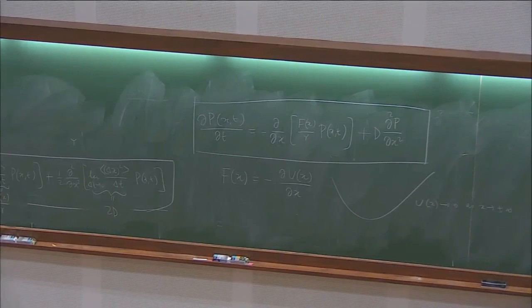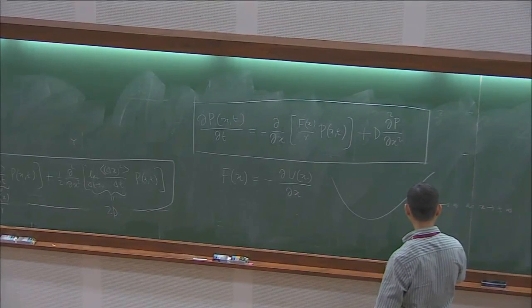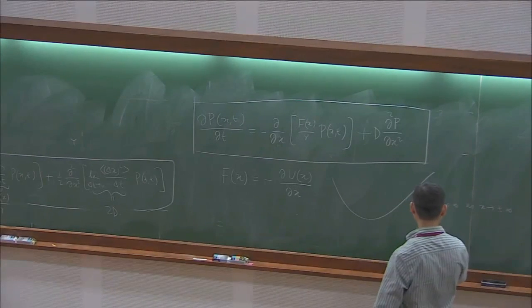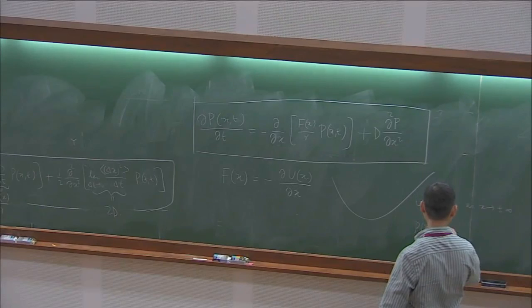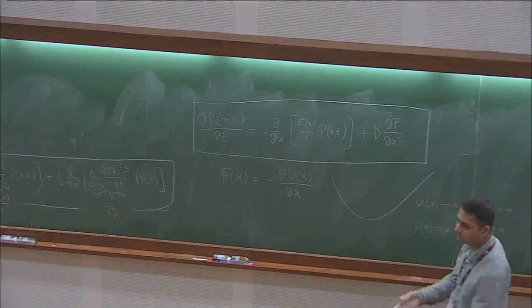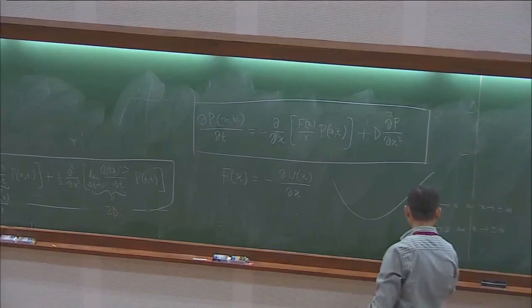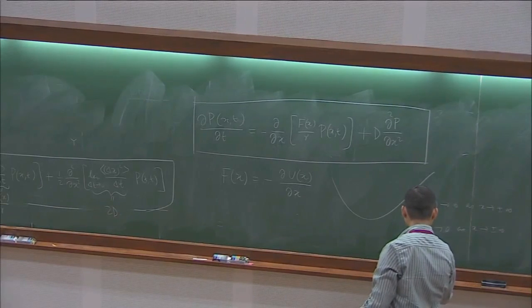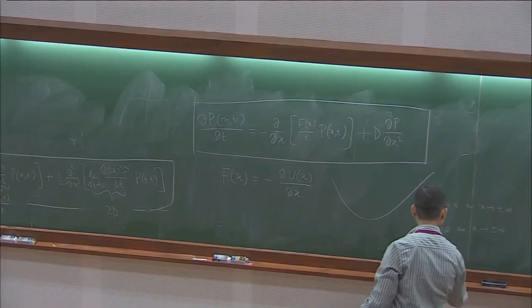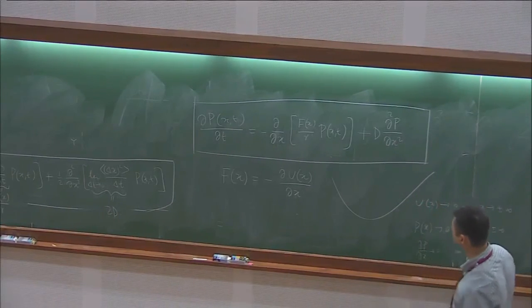Suppose this force, imagine that you have some potential and you can write down this force as a derivative of that potential, right? And imagine that your potential is such that u of x goes to infinity as x goes to plus or minus infinity. If that is the case, what you expect is that p of x should vanish as x goes to plus or minus infinity, because you have some potential and it becomes more and more difficult for the particle to go. Also the derivative should go to 0 as x goes to plus or minus infinity.